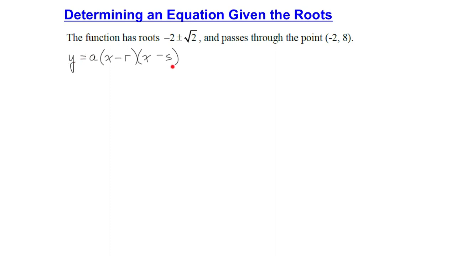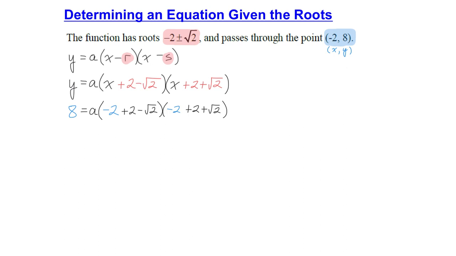Here's the general form for factored form. r and s are the roots of the function. So if one of my roots is -2 plus root 2, and I'm subtracting that, I would have x plus 2 minus root 2. And if the other root is -2 minus root 2, and I'm subtracting it, I would have x plus 2 plus root 2.